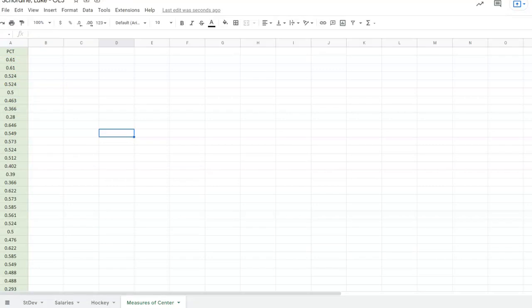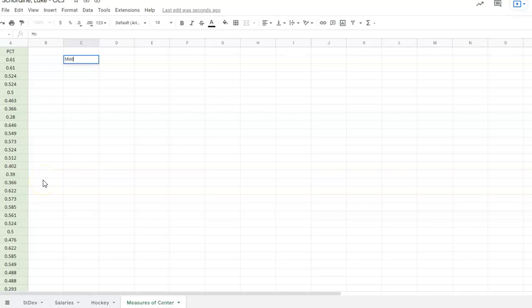The next part asks me to calculate the mean, median, and mode for the distribution. Now the formulas are given to you. It says average, median, and mode respectively. And then it asks you to round your answers to one decimal place using the format button. I'm going to show you one example. I'm just going to show you how to find the mode.